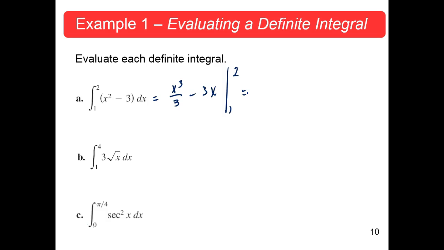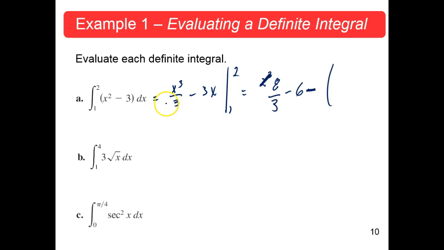And that would be what? It would be 2 cubed over 3. 2 cubed over 3, which is, I'll write it down that way, 8 over 3. 8 over 3 minus 6, minus, let's put this in parentheses. Say again? 26 over 3.